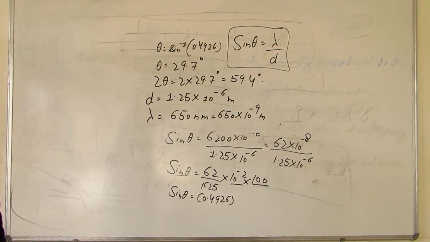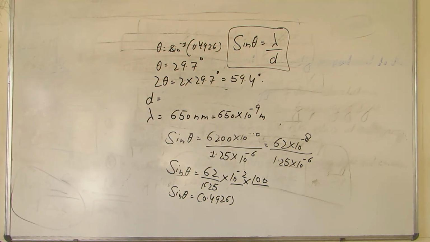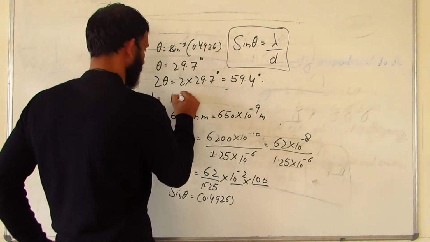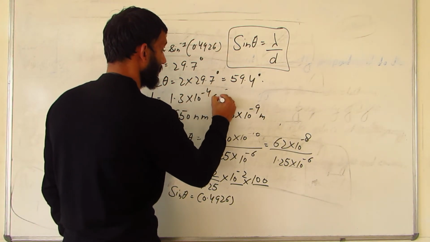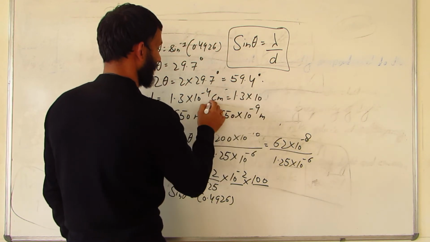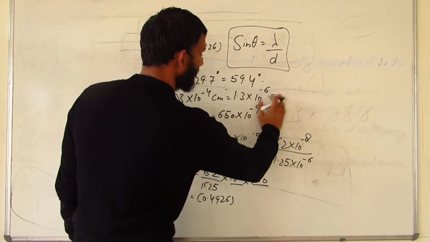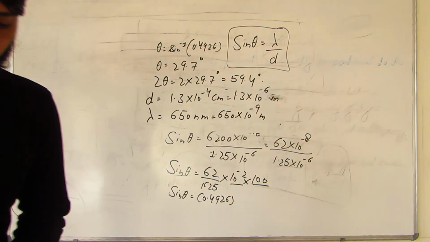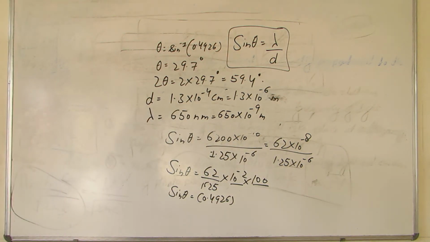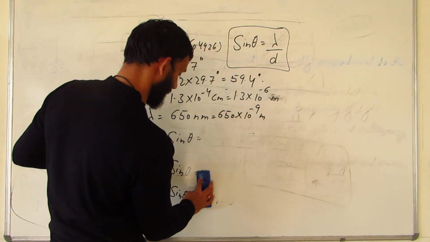It falls normally on a slit of width, and the slit width is given, that is d, 1.3 into 10 to the power minus 4 centimeter, which will be 1.3 into 10 to the power minus 6 meter. Sorry, I said centimeter, it is meter. I have converted it into meter. And the resulting Fraunhofer diffraction is obtained on a screen. Find the angular width of the central maxima. So these two pieces of information are given. We will use the same formula: sin theta equals lambda by d.